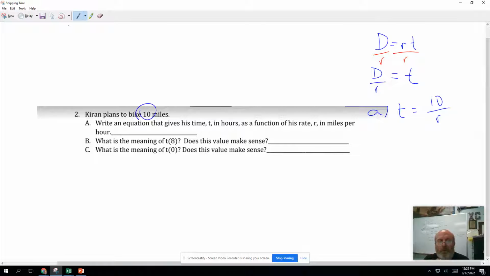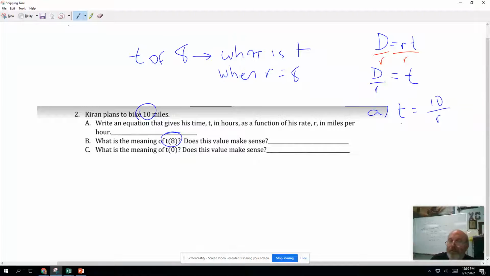Now, what's the next part asking you for? What does it mean when it says t of 8? Well, your t is your time. When you see this, t of 8, that's what it means: what is t when r equals 8?